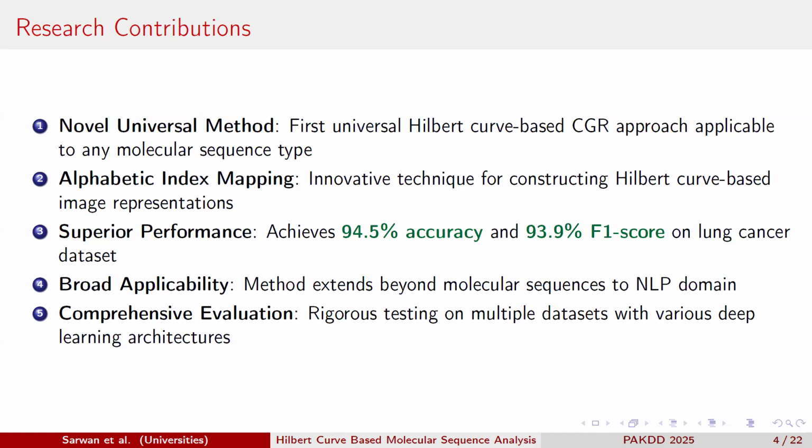Second, we have introduced an innovative alphabetic index mapping technique that enables this universality. Third, our performance speaks for itself. We achieve around 94.5% accuracy and 93.9% F1 score on lung cancer dataset, which is the state of the art as of now. Fourth, our method extends beyond molecular sequence to NLP applications, showing its broader applicability. And finally, we have conducted comprehensive evaluation across multiple datasets and deep learning architectures to ensure robustness.